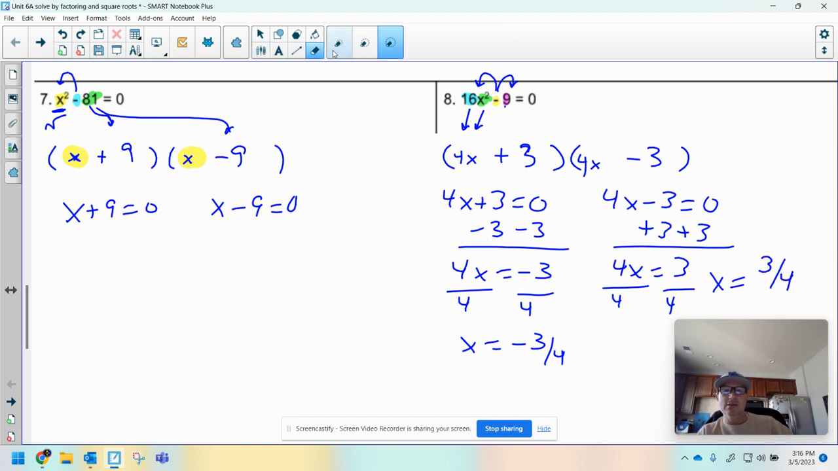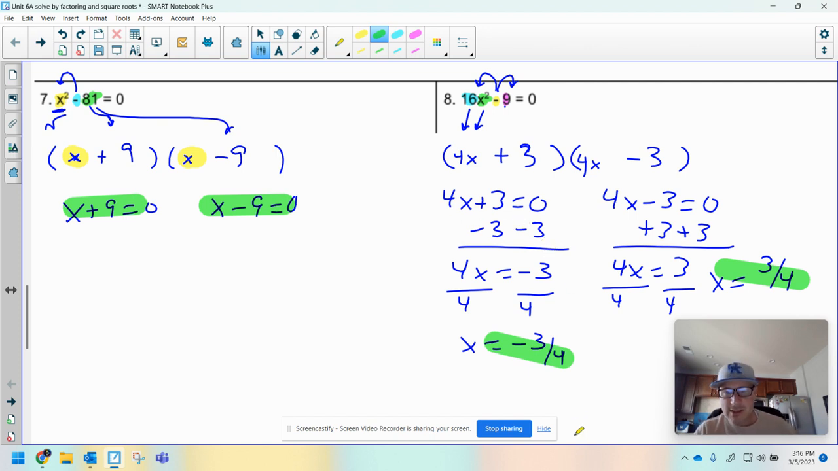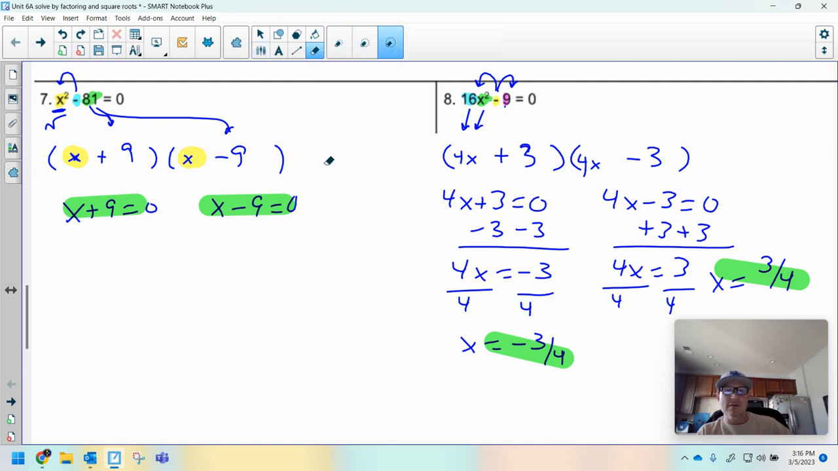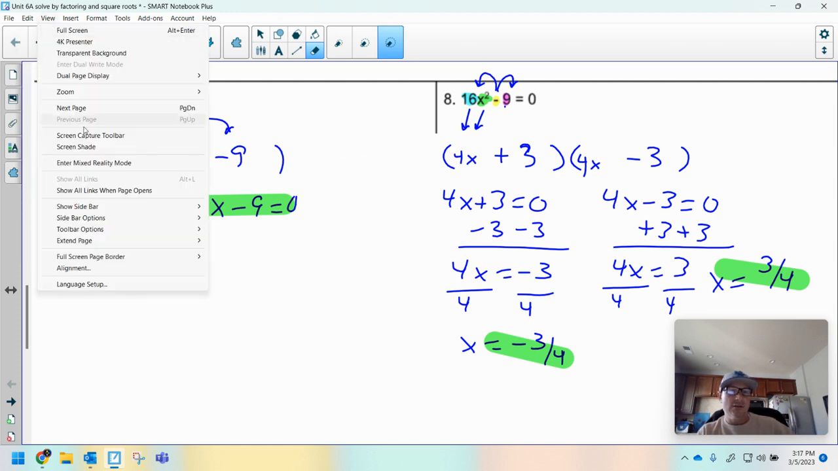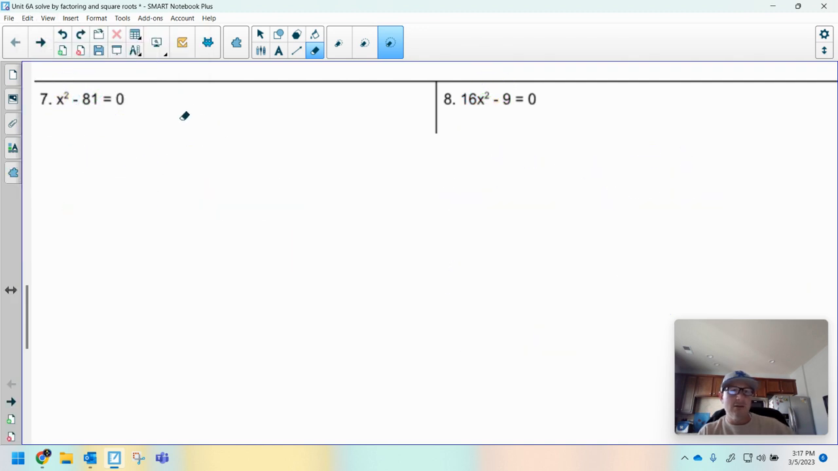So we do have two answers on each of these. And I'll highlight them in green. We have 3/4, negative 3/4, negative 9, and positive 9. That's one way to solve those. There's another way to solve these, and I'll go over it with you guys. I'm going to erase all this. So if you want to keep this up, pause it. If not, I'm going to erase this because we're going to show the second way to do this. Let me clear the ink. Okay.